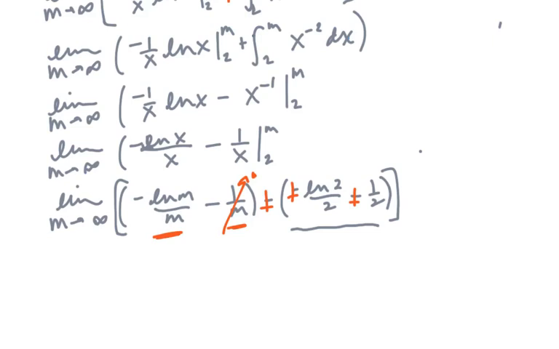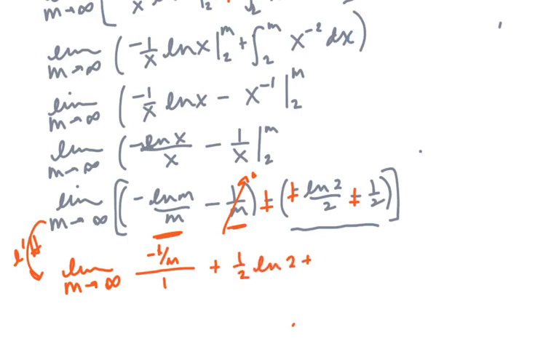But either way, it's an indeterminate form, so you have to use L'Hopital's rule from here to here. So let's look at L'Hopital's rule. We say the limit as m approaches infinity, and that says the derivative. So we have negative 1 over m, because that's the derivative of natural log of m, over 1. Now the next term is gone, so I'm going to say plus 1/2 natural log of 2, plus 1/2. So my limit's only applying here.